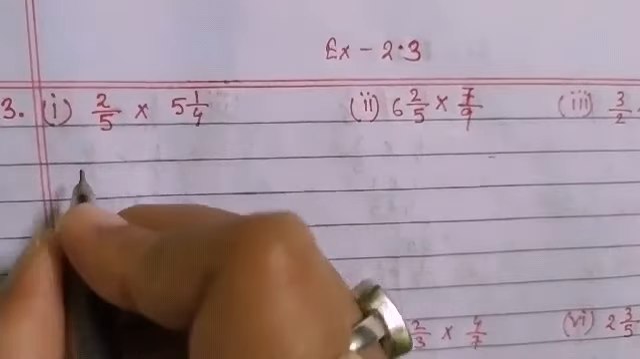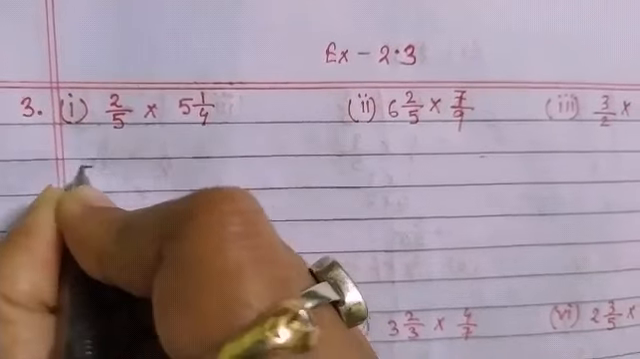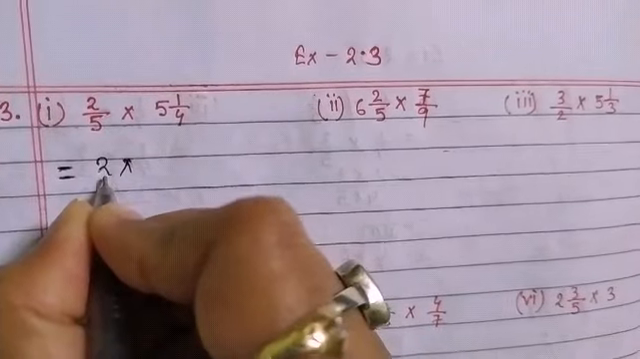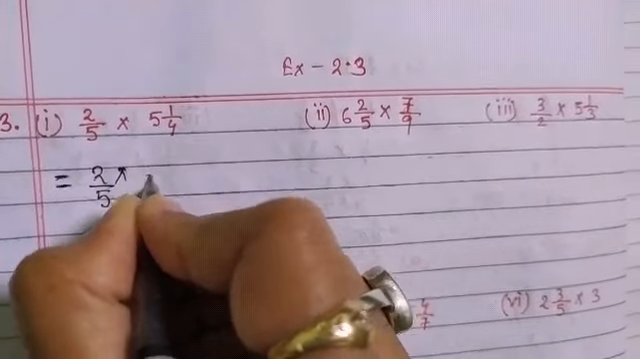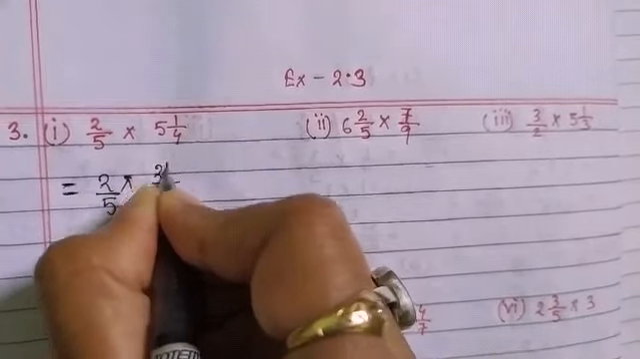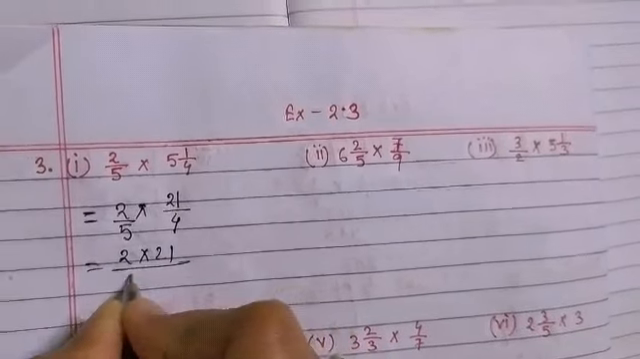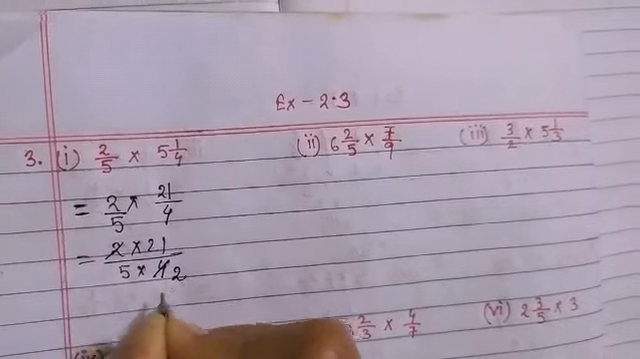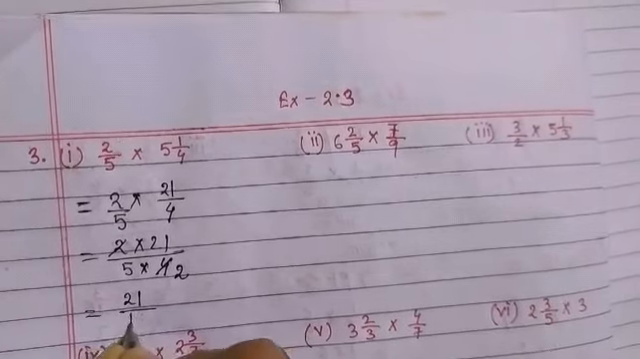Now come to the sum. Number 1, 2 by 5 into 5 whole 1 by 4. That means product of numerator, but before it we have to convert this mixed fraction into an improper fraction. 5 4s are 20 plus 1, that means 21. Then 2 into 21 divided by 5 into 4. Then by 2 it can be cut, 4 can be cut. Then 21 divided by 10.